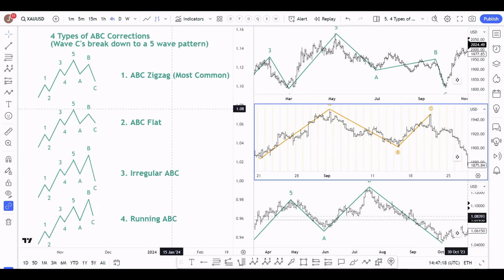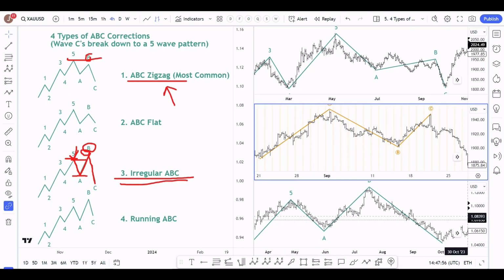The next common type, more common than the flat, though the ABC zigzag is by far the most common, is the irregular ABC. It has similarities to the zigzag, but the main difference is the wave B. So we have the 5-wave trend, we have our typical wave A, but the wave B exceeds the beginning of wave A. In other words, here it does not exceed, and here it does exceed this high over here. And then the wave C also exceeds the wave A low, and that is the irregular. It's called the irregular because it is irregular to the zigzag. It doesn't happen as frequently as the zigzag, but let's look at a live example.